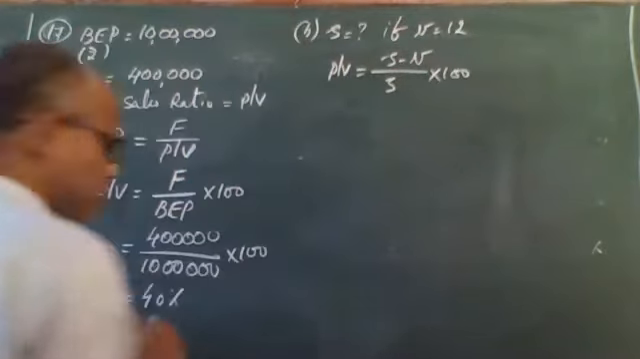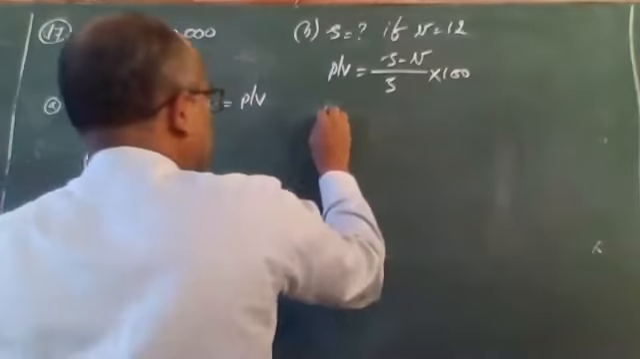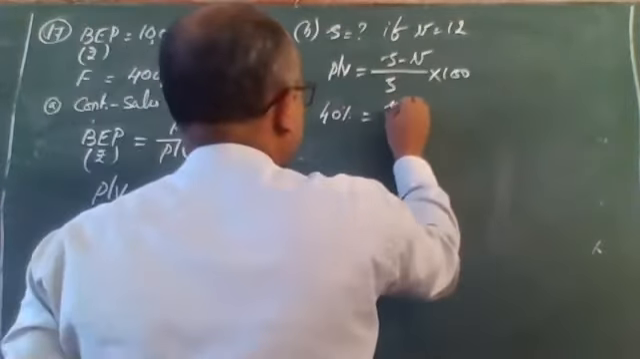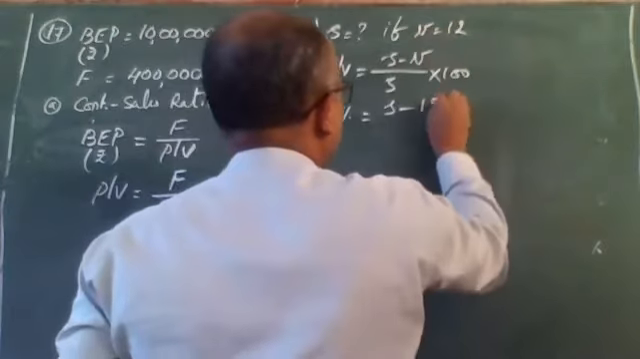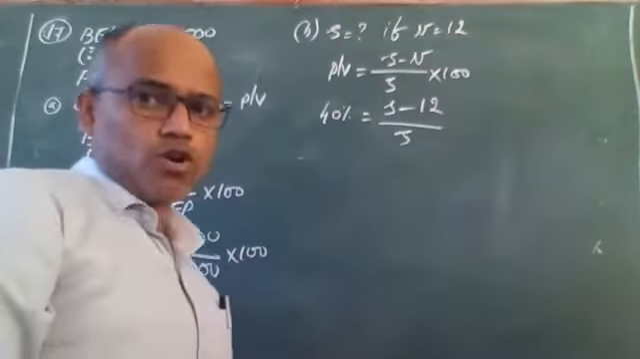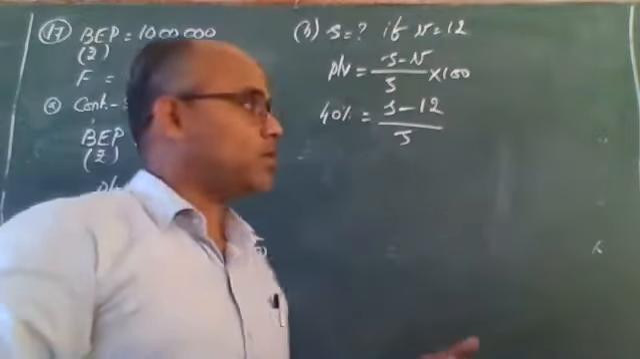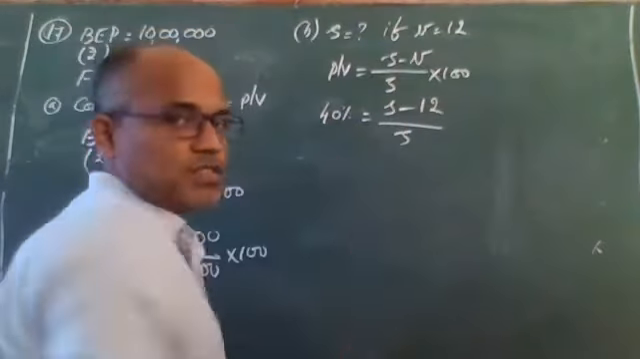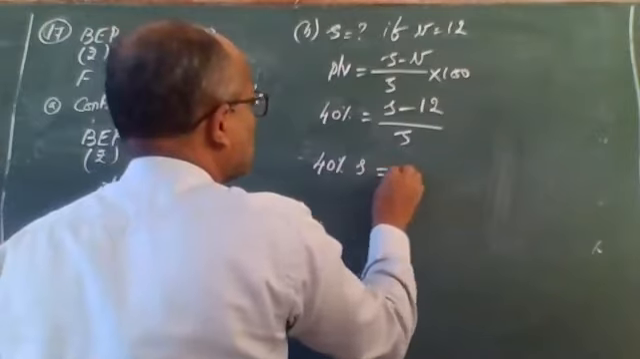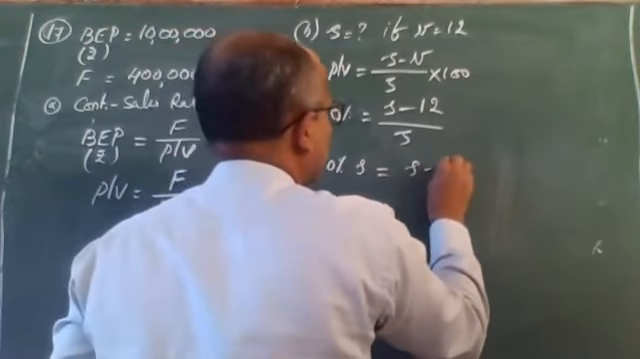PV ratio, I know it is 40%. So I borrow it here. 40% is equal to S is a question mark, V is 12, S is again a question mark. Into 100 should I write or not? The answer is no, because it is already in percentage. So I can say 40% of S is equal to S minus 12.